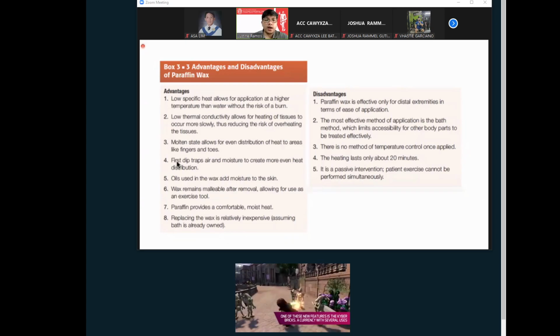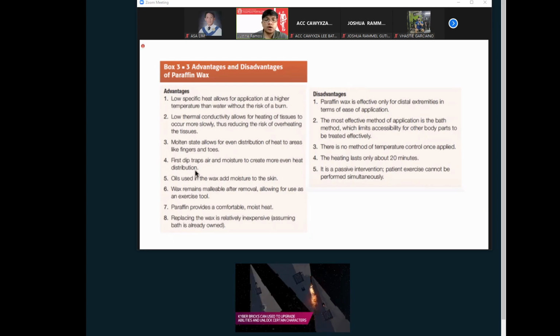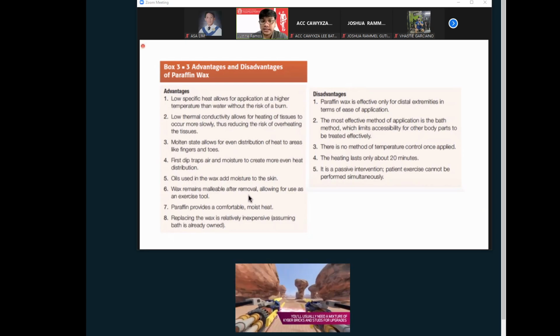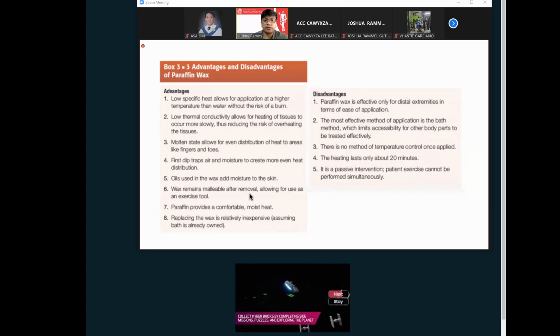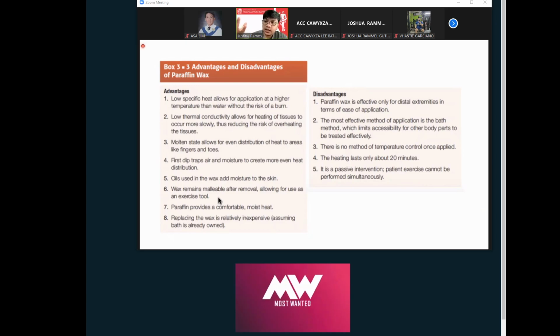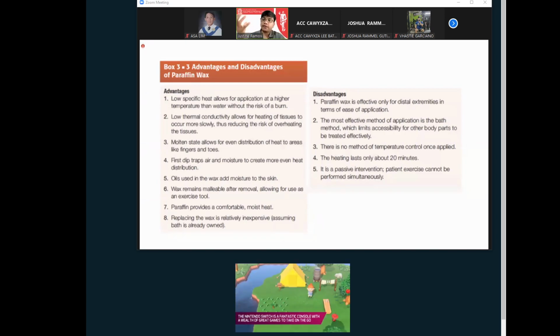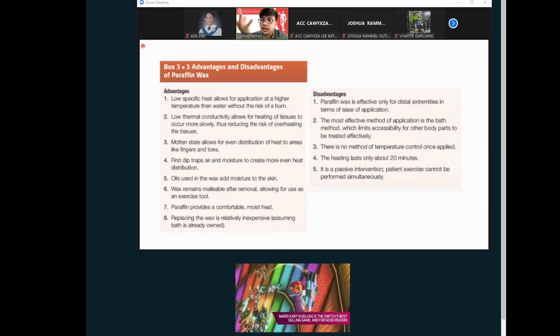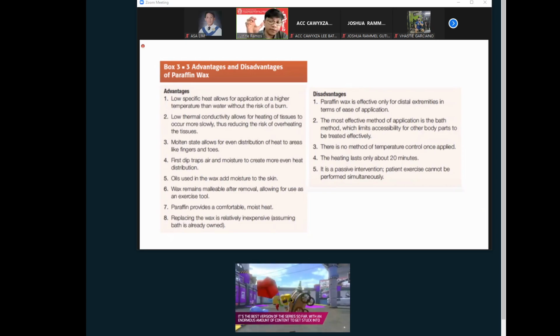Okay. The molten state allows even distribution to the areas. Okay. Oil used in the wax add moisture to the skin. Okay. And wax remains malleable after removal, allowing for use as an exercise tool. No? Para siyang putty. Hindi mo siya putty kasi yung putty kasi para siyang slime, di ba? Ito, pagka halimbawa after application, si patient, tatanggalin natin yung wax, ibibigay natin sa kanya yung wax, and then it would act as a sort of an exercise tool.